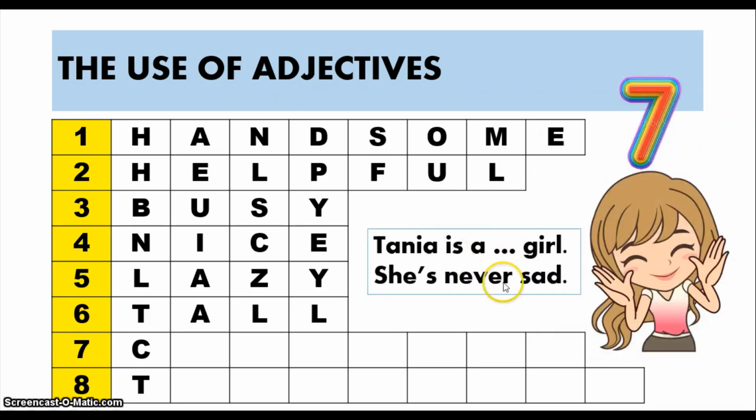Number 7. Tanya is a blah blah blah girl. She's never sad. So the adjective will start with the letter C. Okay, very good. Cheerful, because she's never sad. So Tanya is a cheerful girl.